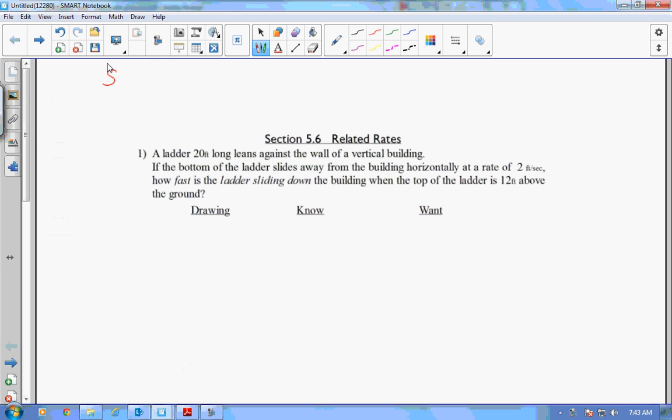Okay, so the steps are on pages 250 through 251 in your book. I think I don't want to do the sliding ladder one yet. I want to ease you into this a little bit. So we're going to flip over to number 4.